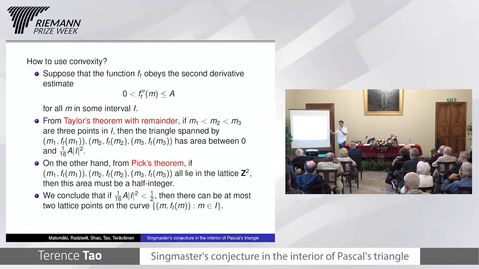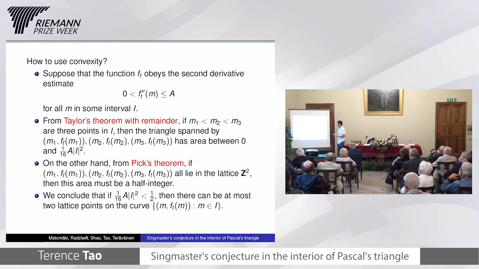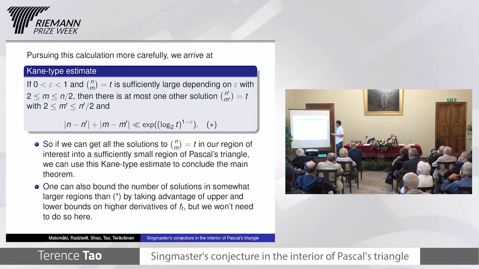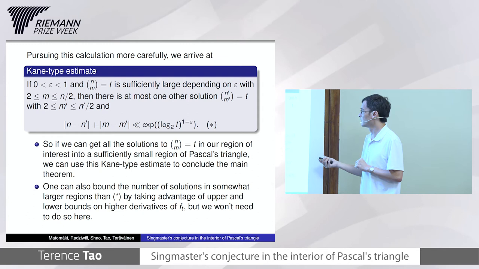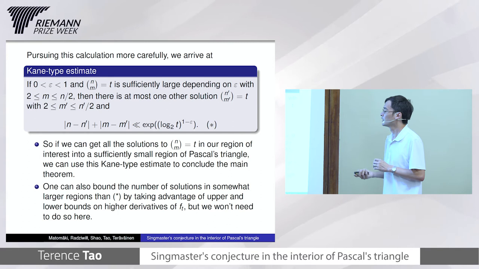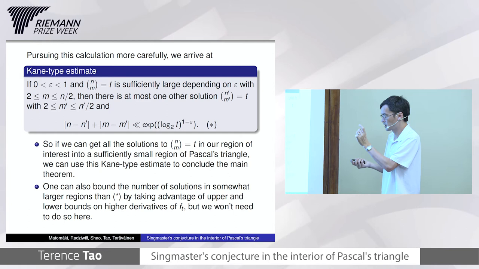So because of this geometric observation, if you look at lattice points in a short range, you can only have at most two solutions. If you do the calculations more carefully, what you find is that if you have one solution to this equation, n choose t, and you have another solution which is close enough to n choose m, so that the distance is less than a certain range, then you have at most two solutions in that range. You cannot have three solutions in that small interval.